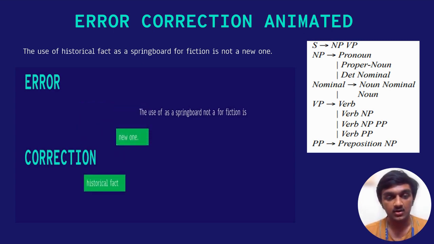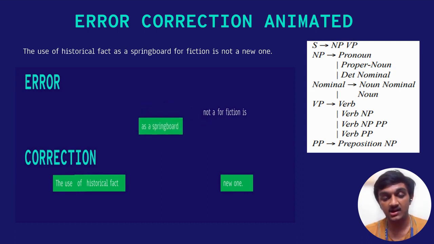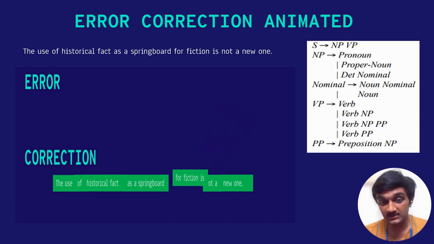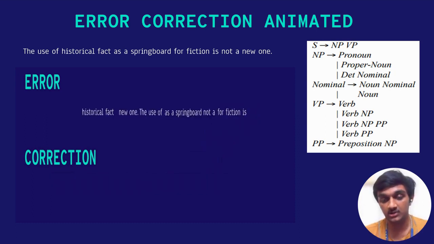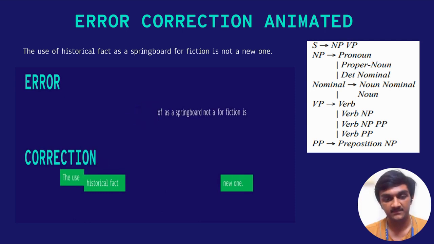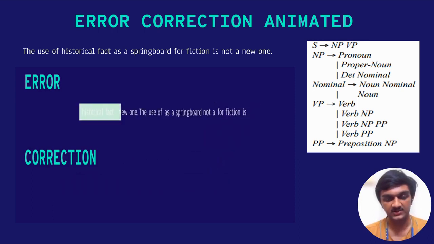As you can see, quote unquote, "the use of history fact as a springboard for fiction is not a new one." So this sentence is corrected by the following animation. And on the right hand side, I have attached the production rules for normal English grammar, which consists of noun phrases and verb phrases. So based on the production rules, the correction is done. And there you go. The final sentence is corrected.